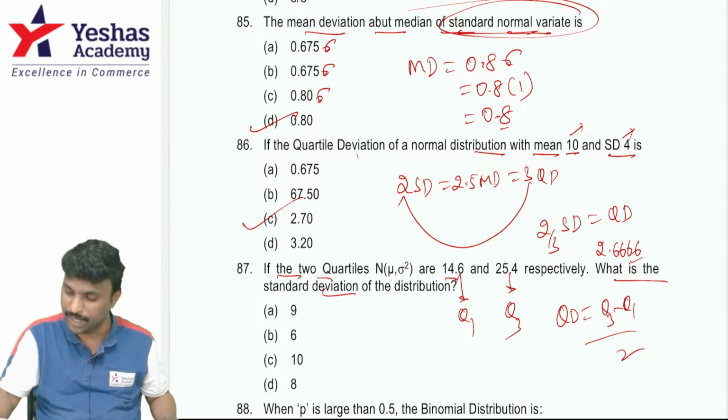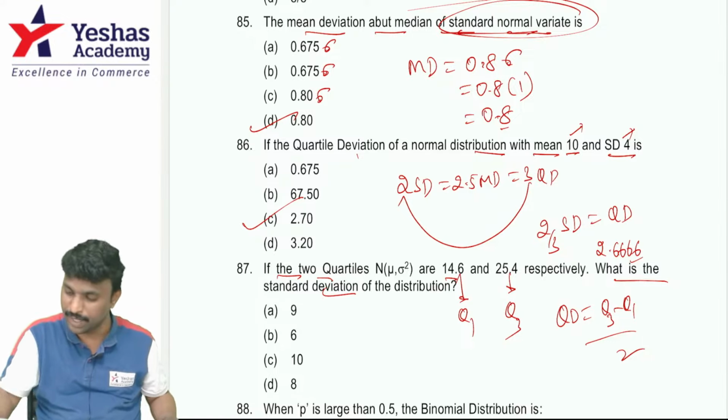Now, once you know QD, you can easily find out SD using the relation 2SD equal to 3QD. So what is SD? It is 3 by 2 into QD. Already I know QD 5.4. Multiply 3, divide 2. So you get 3 by 2 QD, which is 8.1. The nearest answer to that is option D.